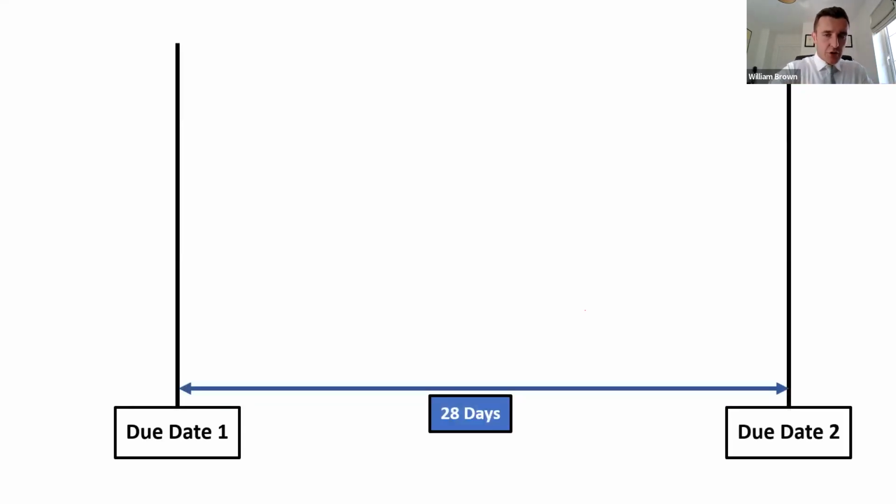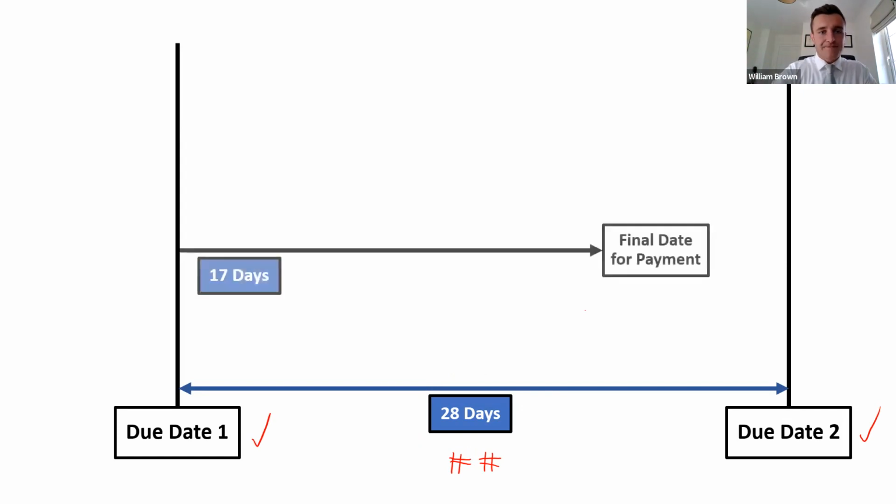So every construction contract in the UK has to look like this. It must give you a mechanism for determining these due dates. The standard period between those due dates is 28 days, but you are free to amend that if you so wish. You can increase it to 60 days, 65 days, whatever the case may be. You are free to agree these interim periods. The other critical thing that your contract must do, the other structural point that must be present, is it must provide for a final date for payment.